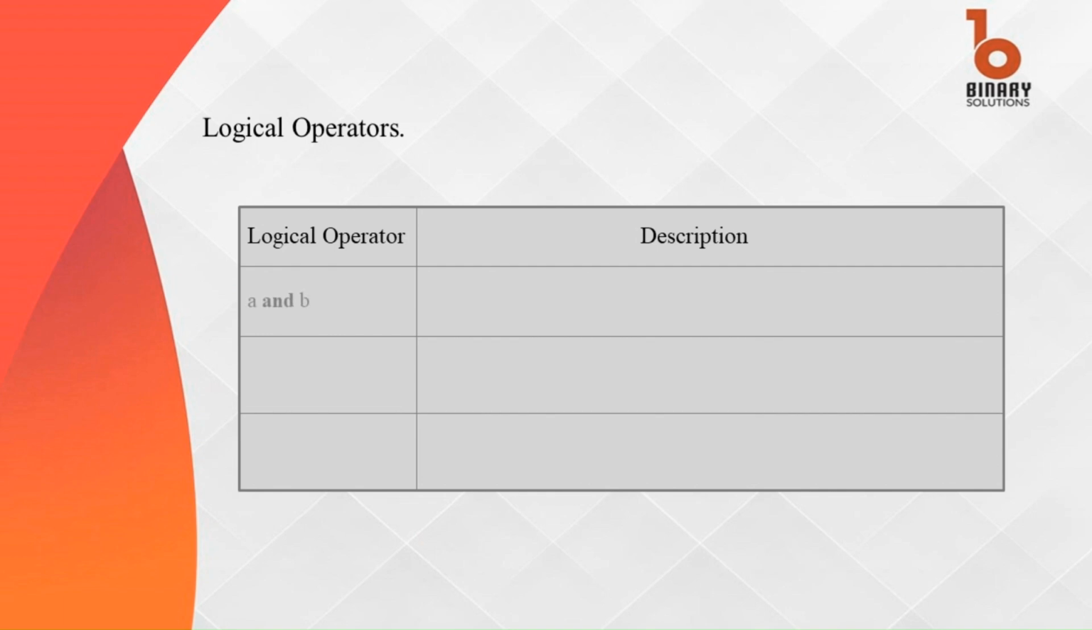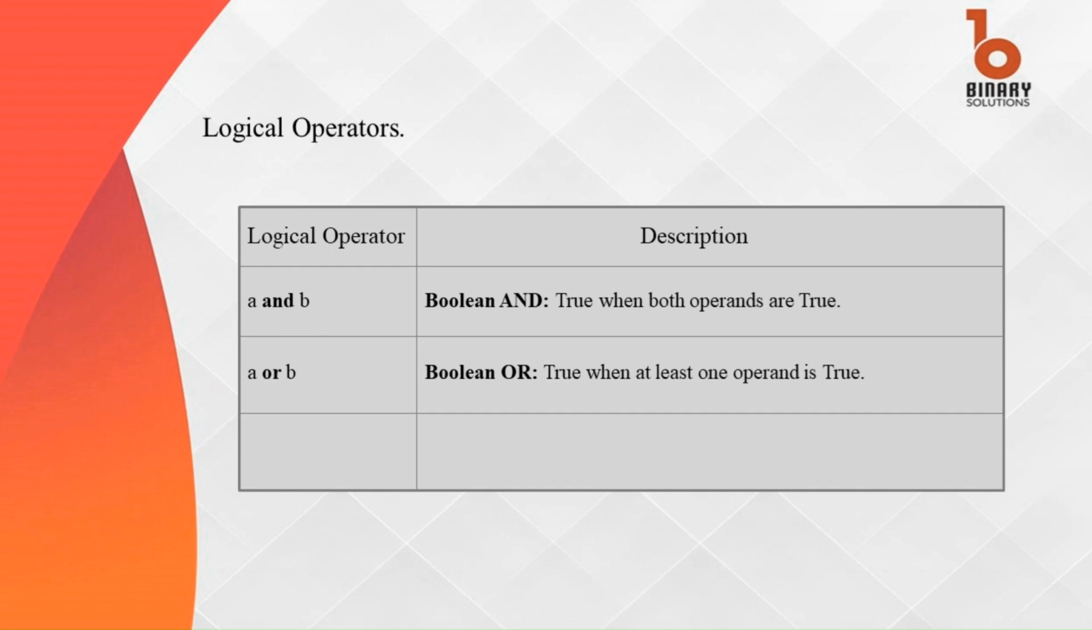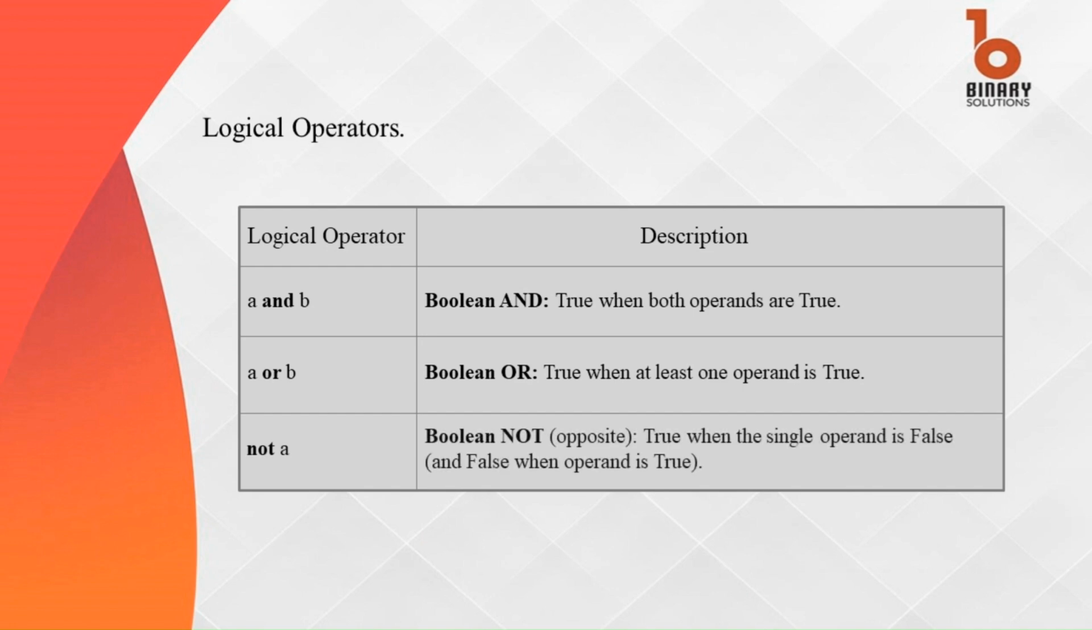The AND operator evaluates to true only when both operands are true. If either operand is false, the result is false. The OR operator, on the other hand, evaluates to true if at least one of its operands is true and only results in false when both operands are false. Lastly, the NOT operator inverts the value of its operand, producing true if the operand is false and vice versa. These logical operators enable programmers to construct intricate decision making logic by combining multiple Boolean expressions effectively.